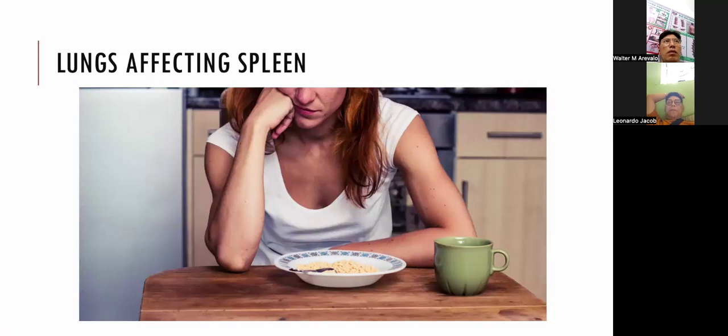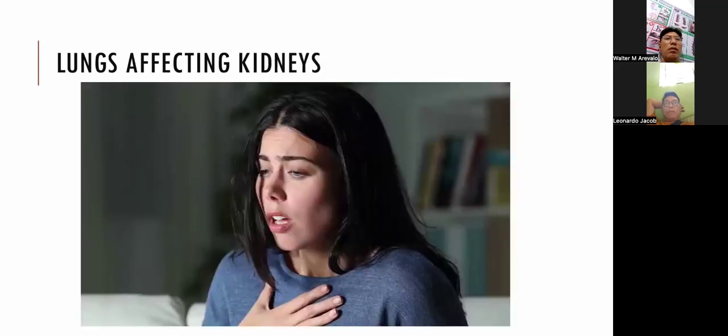The lungs, the child, affecting the spleen, the mother. The lungs govern qi, and if lung qi is deficient, spleen qi will be affected, causing tiredness, no appetite, and loose stools. In practice, spleen qi and lung qi deficiency often occur together. The lungs, the mother, affecting the kidneys, the child. Lung qi normally descends towards the kidneys, which hold it down. Also, the lungs send fluids down to the kidneys.